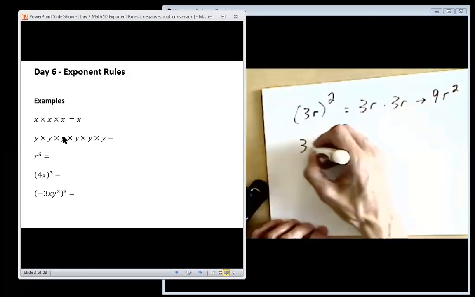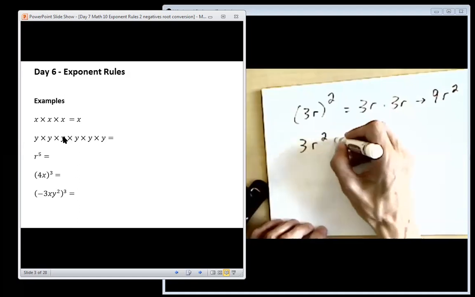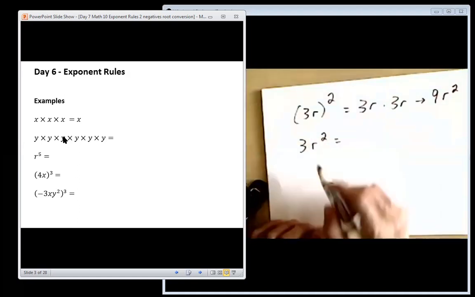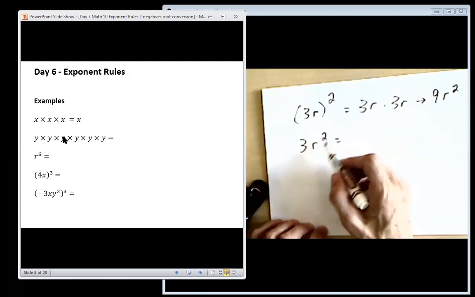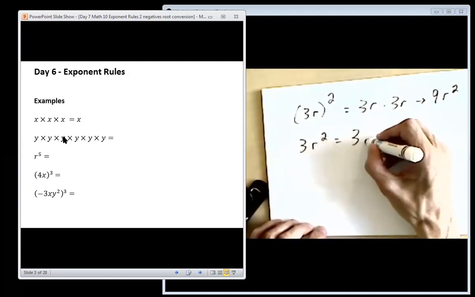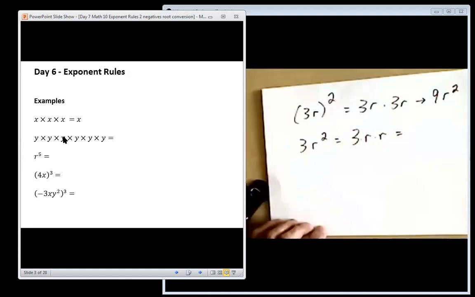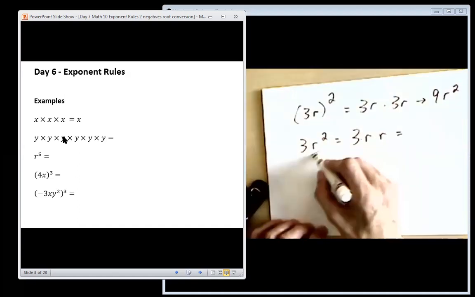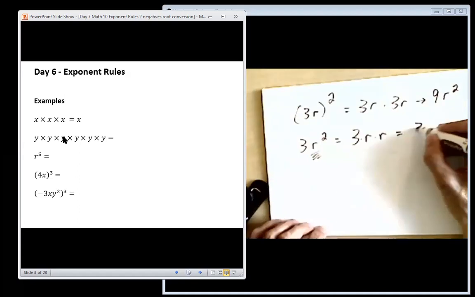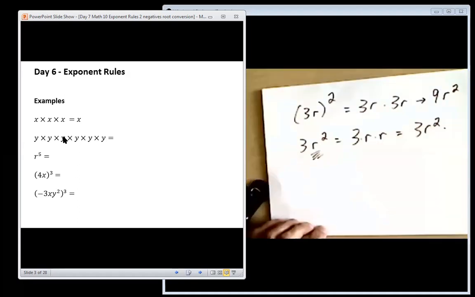Now this is different. It looks the same, but the squared is on the r only. So that actually means 3 times r squared, like that. The squared is on the r only. What do you get? 3r squared.